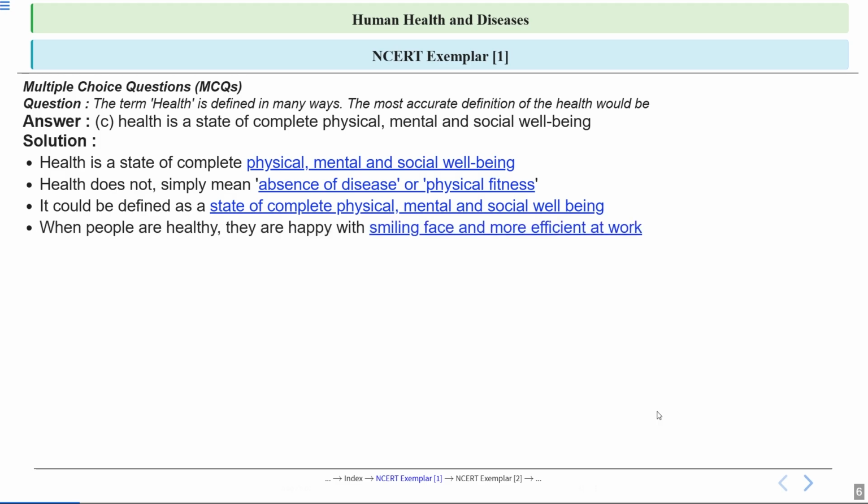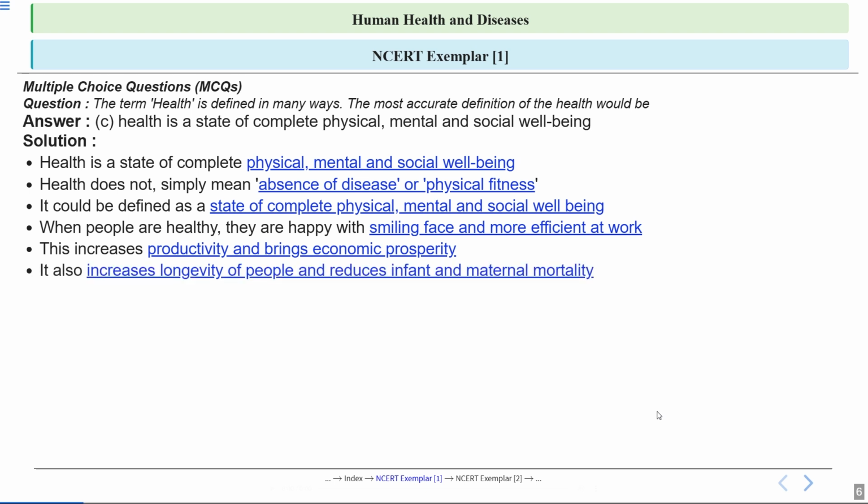Okay. Now, when people are healthy, they often experience improved mood, which can lead to a more positive outlook and increased confidence. Now, this increases the productivity and brings economic prosperity. It also increases longevity of people and reduces infant and maternal mortality. Okay, so here you can see the mortality means the death rate is being decreased here. Both infant and maternal death rate is reduced.